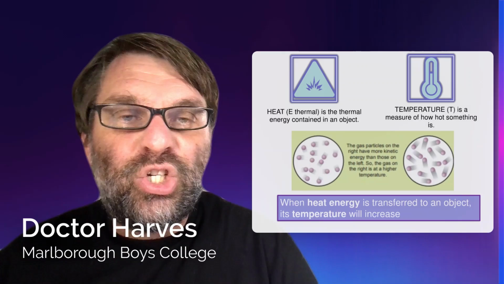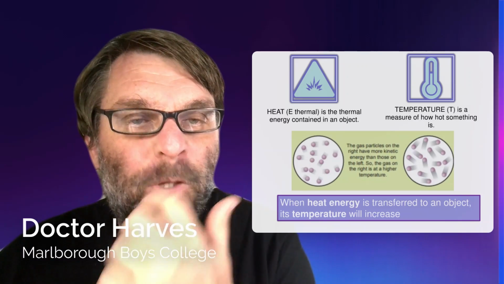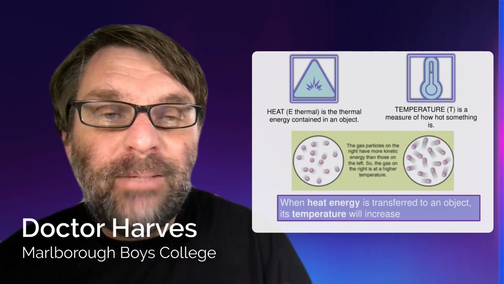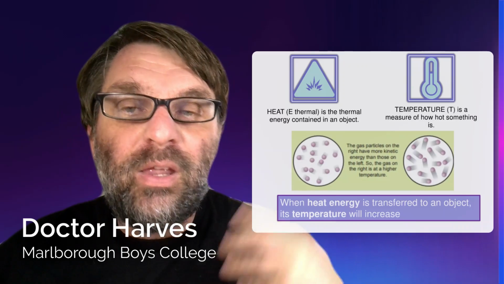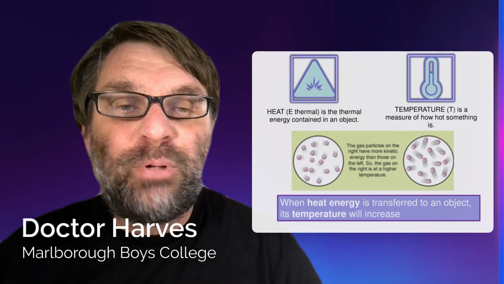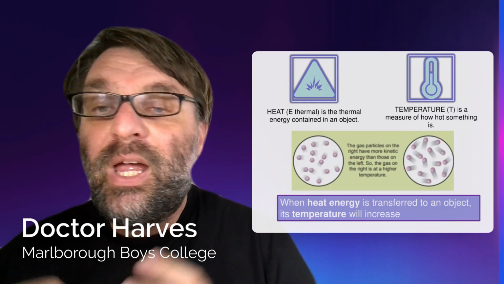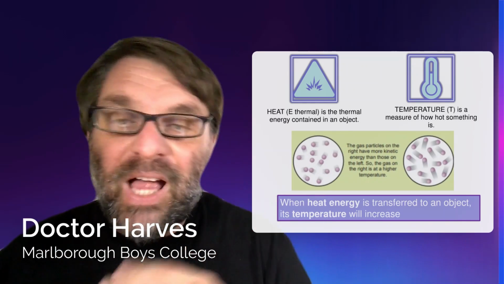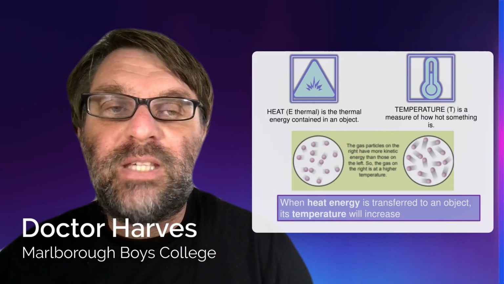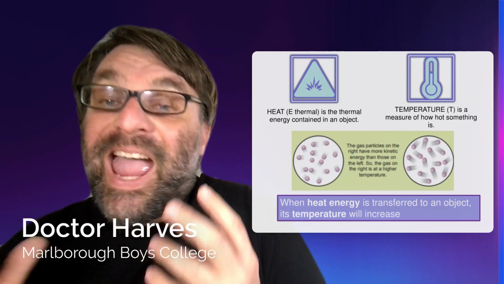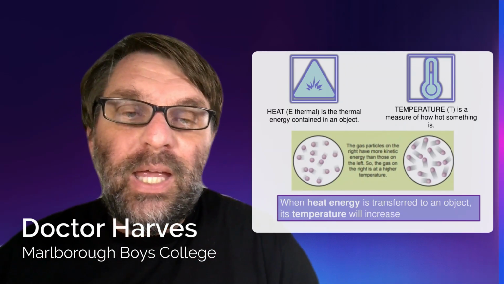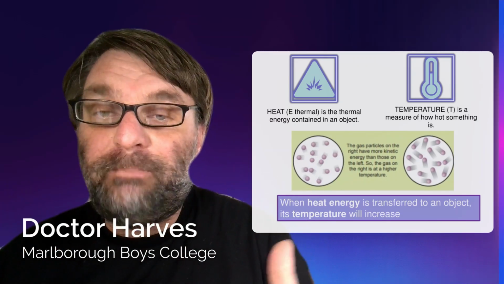So if you look at the animation there, the gas particles on the right have more kinetic energy, therefore they have a higher temperature than those on the left. So temperature is also a measure of how fast the molecules are moving in a substance and a measure of the average kinetic energy in a substance.